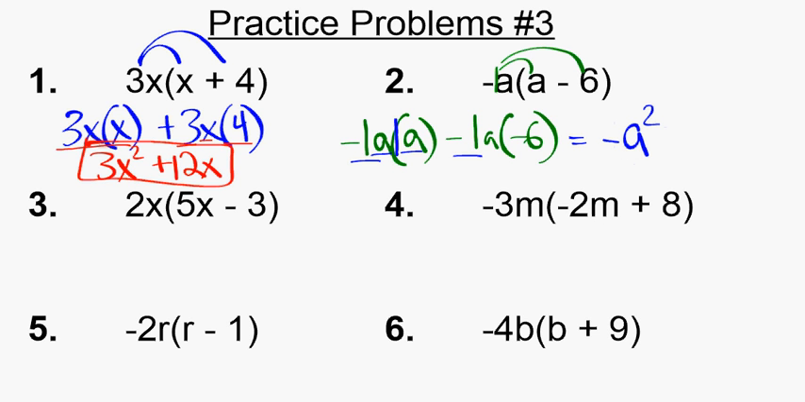Next, we have a negative 1 times negative 6. That gives us a positive 6. And do not forget your a. Negative a squared plus 6a.